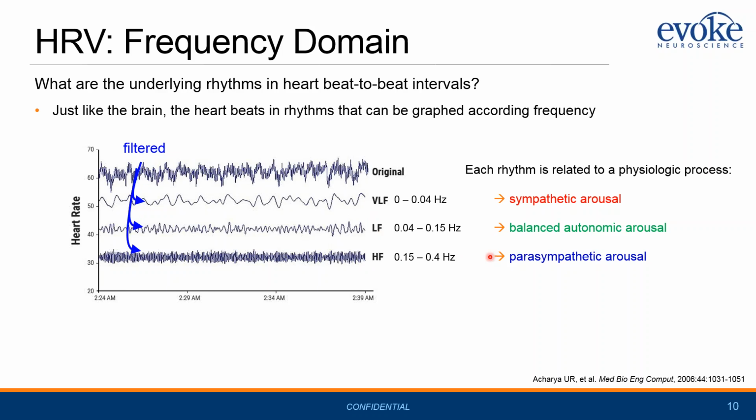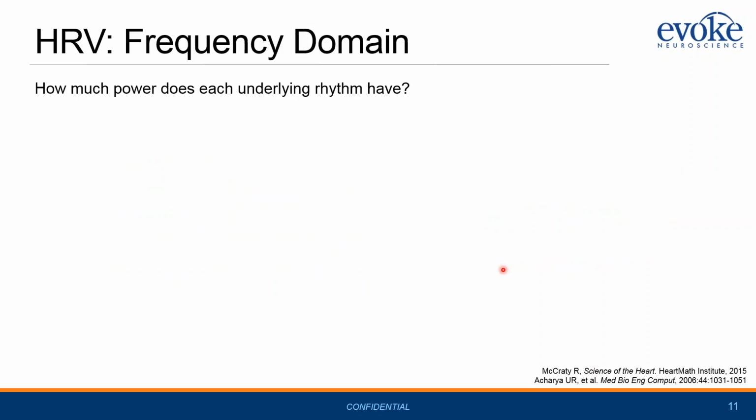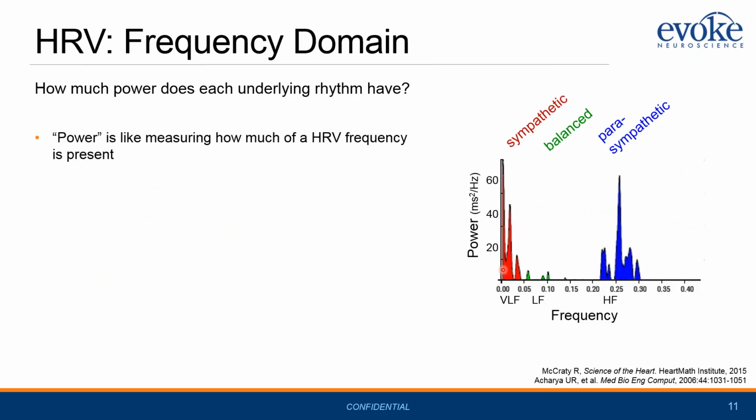So now the question is, how much of these waves do we have? Phrased a different way, how much power does each underlying rhythm have? Power is just like measuring how much is present. And in this graph, let's look at the x-axis, which is our frequency. We have our VLF, LF, and HF, so our slow all the way to fast waves. And remember, we know they correlate to sympathetic, balanced, and parasympathetic activity. Now, on the y-axis, we have power. That's just asking how much is there.